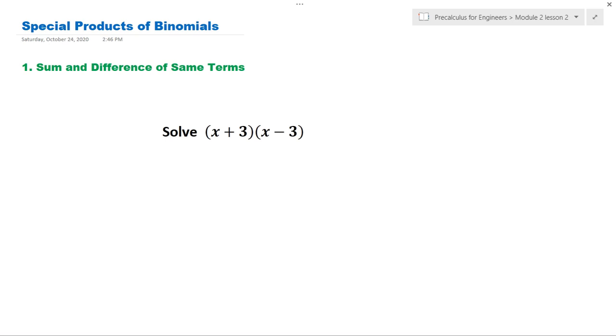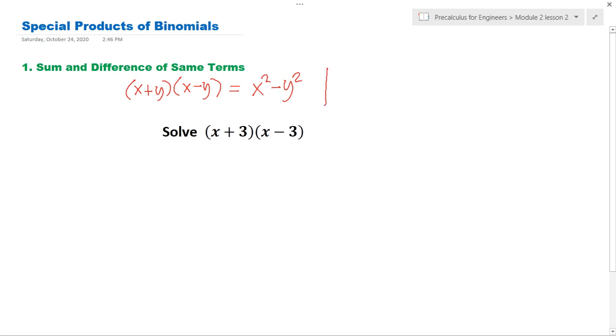So for sum and difference of same terms, sinasabi dito sum and difference of same term, magiging resulta mo is this. So let's say we have the sum of two terms, x plus y, multiplied by the difference, x minus y. The resulting expression would be a binomial, which is the difference of the squares of x and y. So we have x squared minus y squared. So ganito lang, class. Bakit ganito?